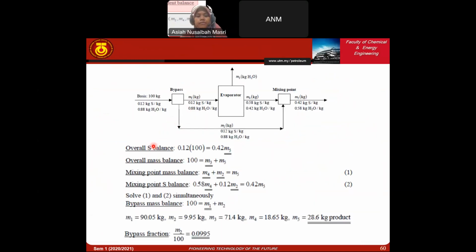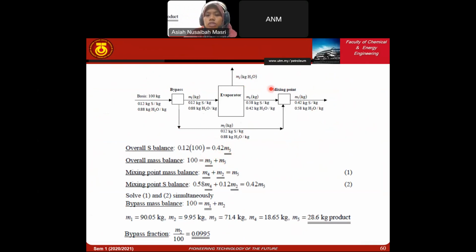Okay, then we solve it. We start with the overall balance, since for the overall balance the DOF is 0. We start with the solid balance. So overall, we have 0.12 times 100 is equal to 0.42 times M5. M3 doesn't have solid at all, so input is equal to output. We can solve for M5. And then our overall mass balance, 100 is equal to M3 plus M5. We solved M5 just now, so we can solve for M3. Okay, done M5, done M3.